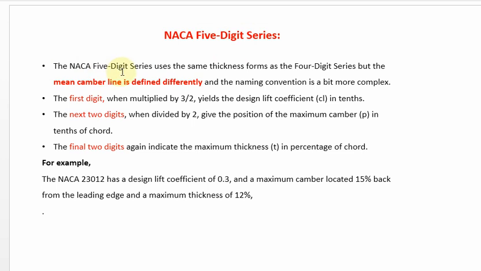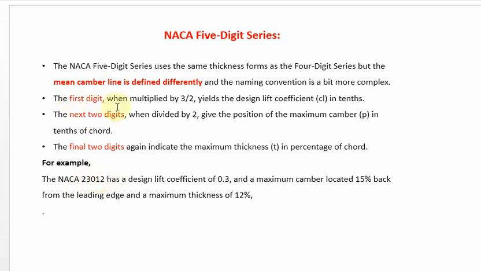The NACA 5-digit series uses the same thickness forms as the 4-digit series, but the main camber line is defined differently, okay, and the naming convention is a bit more complex compared to the 4 digits. Okay, in the case of the 5 digits, we have taken the example of NACA 23012.